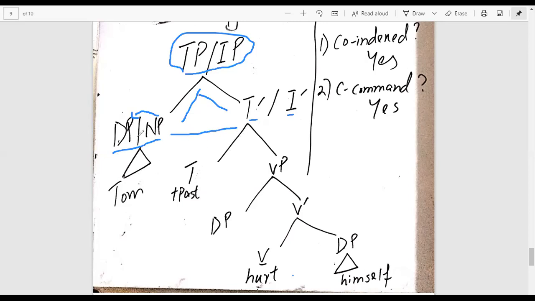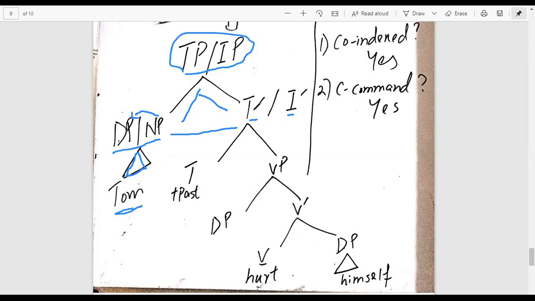Further, under the DP or NP, you have Tom. I draw this triangle because you can assume that if you have a determiner and something else in the DP or noun phrase, they are sitting in this triangle. I do not draw 2 or 3 branches for different words. So I simply wrote Tom here under DP or NP, and drew this triangle.